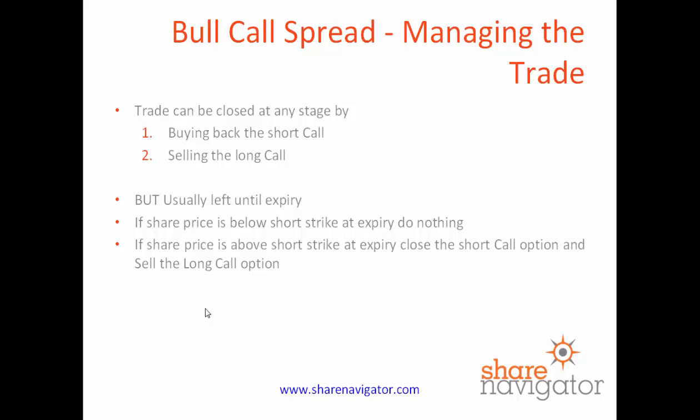So how do you go about managing the trade? Well, most people let these trades expire at options expiry day. And when you get there, if the share price is over $26 in this case, you will literally just sell your long call and buy back your short call. It's as simple as that. If it's a situation where the share price is below the short call, you do nothing with the short call, and if there's value left in the long call, you would sell that then. So that's how you would manage the trade.